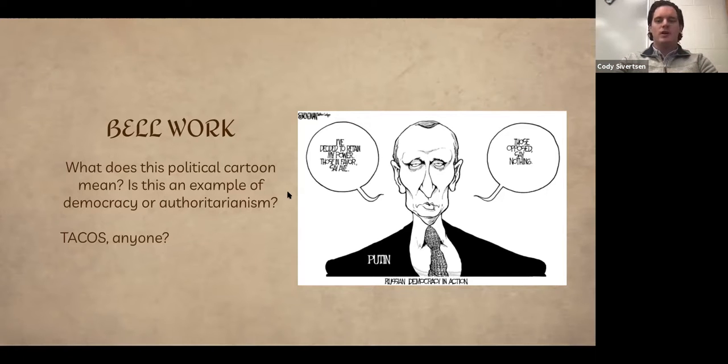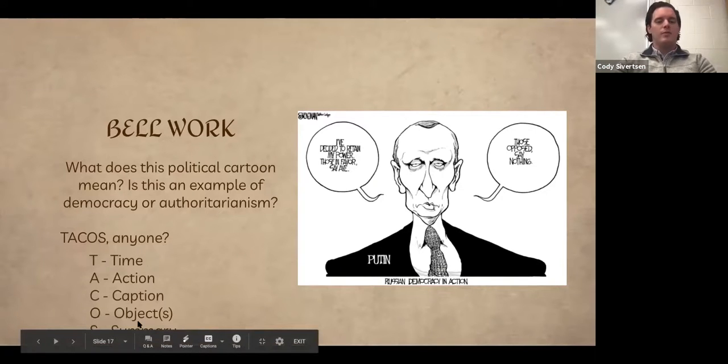So first off, another political cartoon. This is obviously of Putin, and it's pretty simple, the concept here. And I remind them of the way we look at a political cartoon. Like I said, there are tons of different ways to break them down. I think this is the easiest, the most cut and dry, but there are other acronyms that are widely used as well.